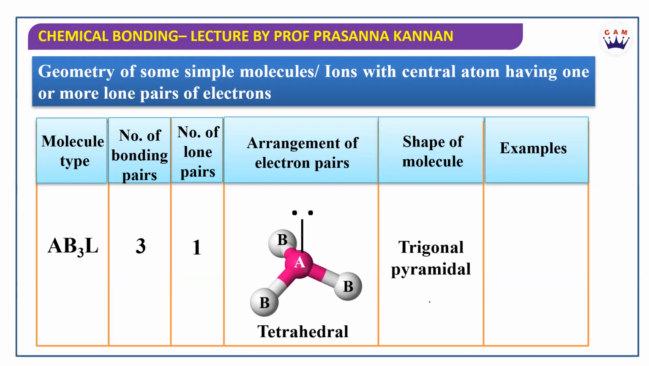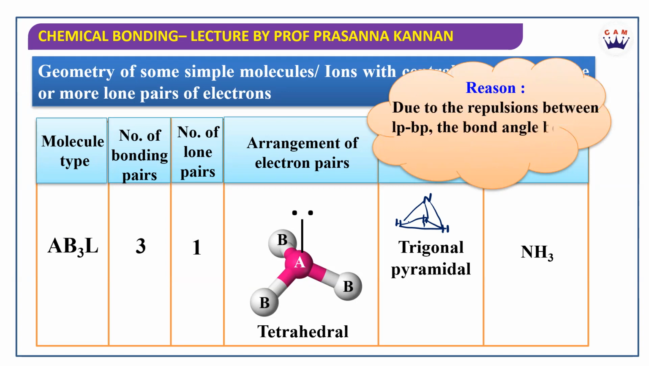Did we not discuss that? We discussed, right? Nitrogen, hydrogen, hydrogen, hydrogen. The lower part forms a triangle. You see? The lower part forms a triangle. The upper one, the NH bonds, forms a pyramid, correct? It's trigonal pyramidal. NH3 is a typical example of your AB3L type. Clear?